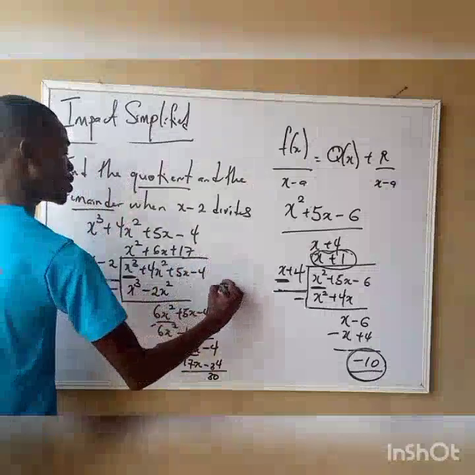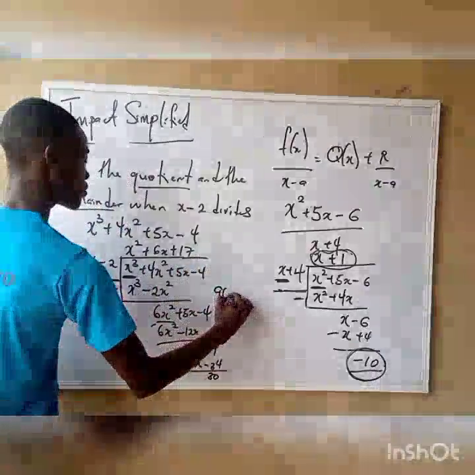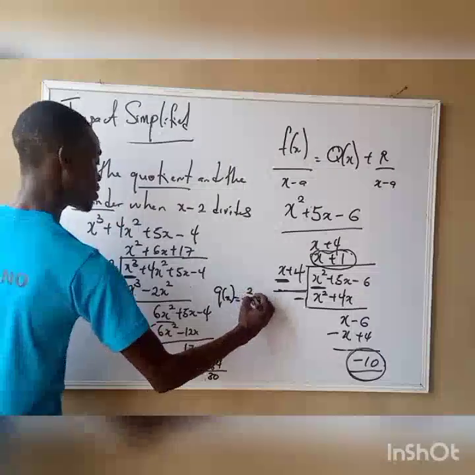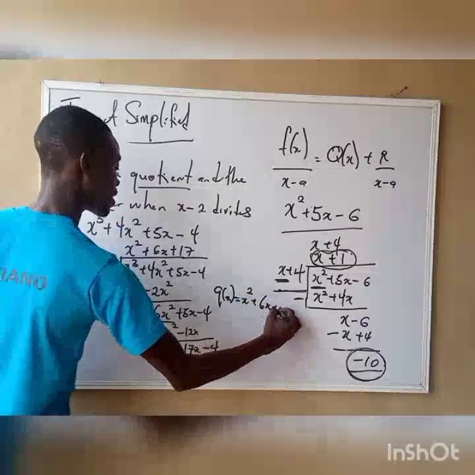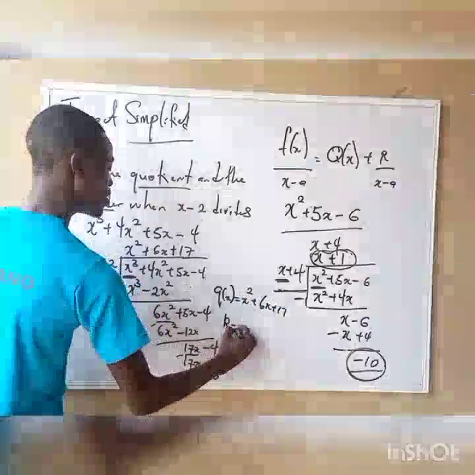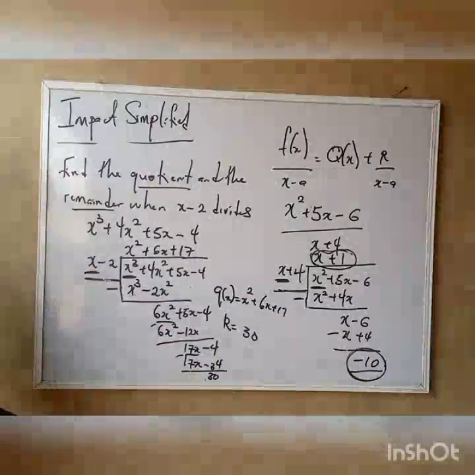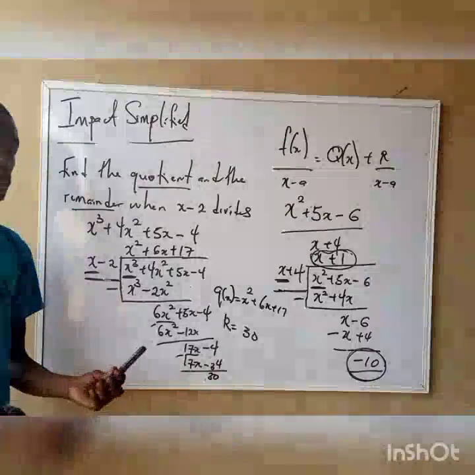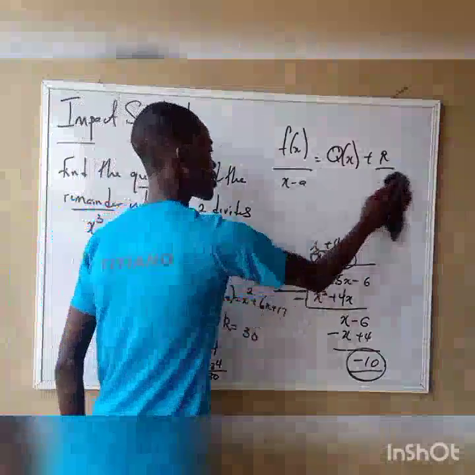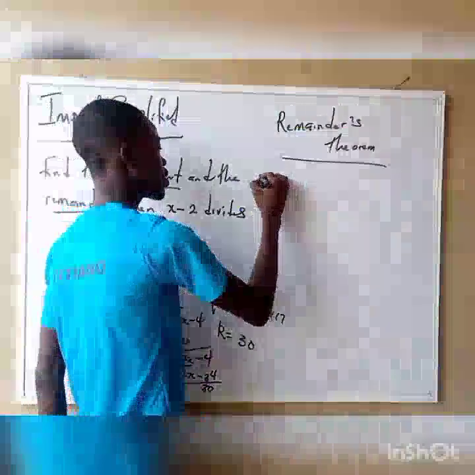So from this place, we will now conclude that our quotient will give us x squared plus 6x plus 17, while our remainder will give us 30. So that is how we divide polynomials. Now let's look at the first question.